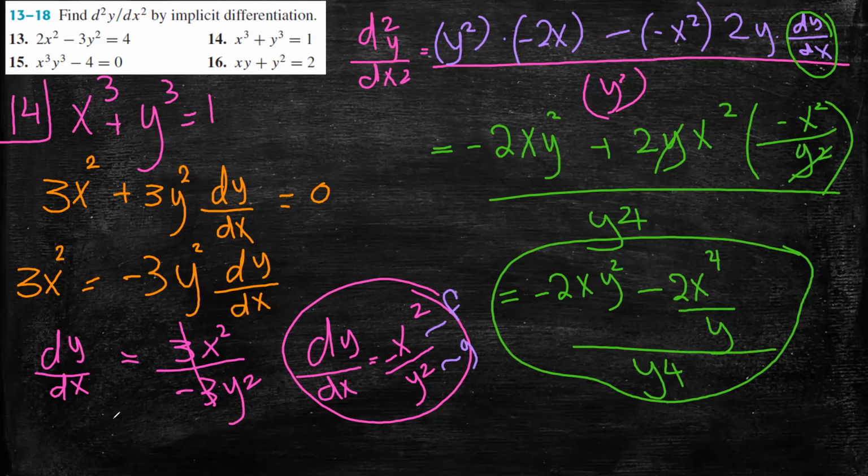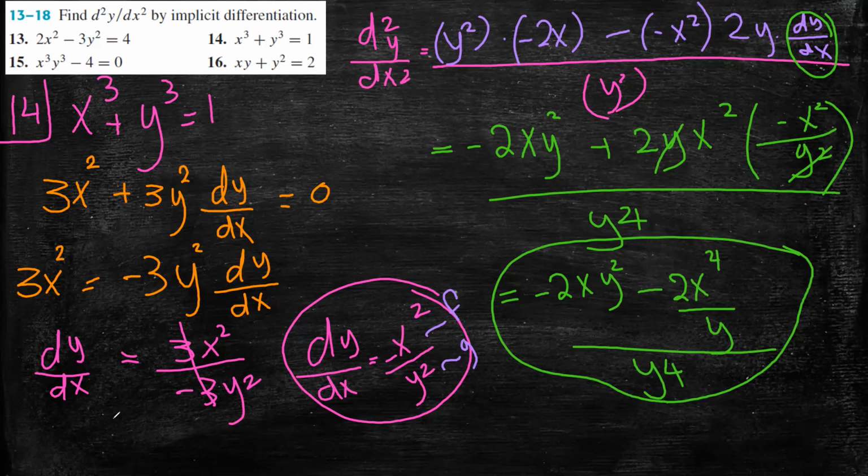Is it clear? Yes, teacher. We found the first derivation, then we have to find the second derivation, and when we have dy over dx, we must substitute it with the first derivation that we found before.